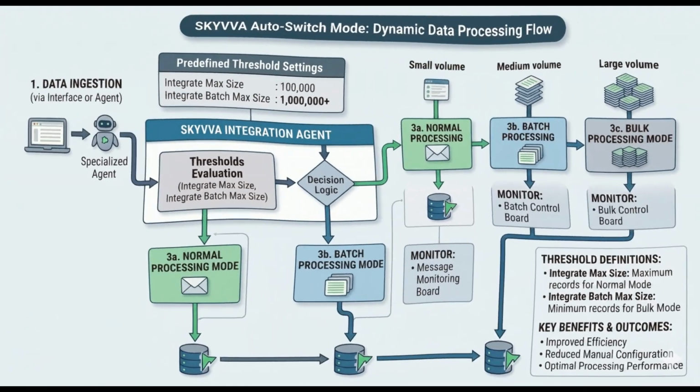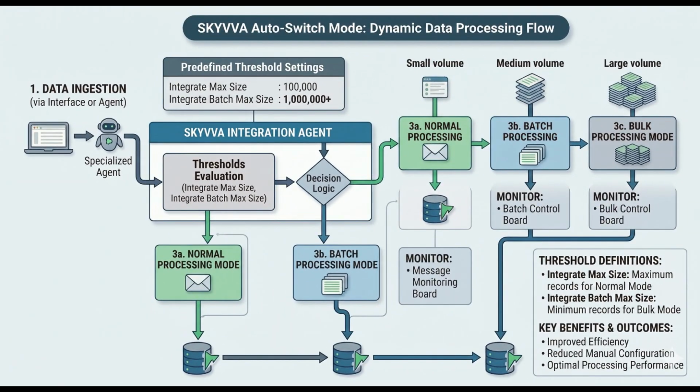Introduction. This diagram illustrates the processing mechanism of SKYVVA Auto-Switch Mode, which dynamically selects the most efficient data processing method based on data volume. The process begins with data ingestion through an interface or integration agent, where incoming records are evaluated against predefined thresholds, including integrate max size and integrate batch max size.